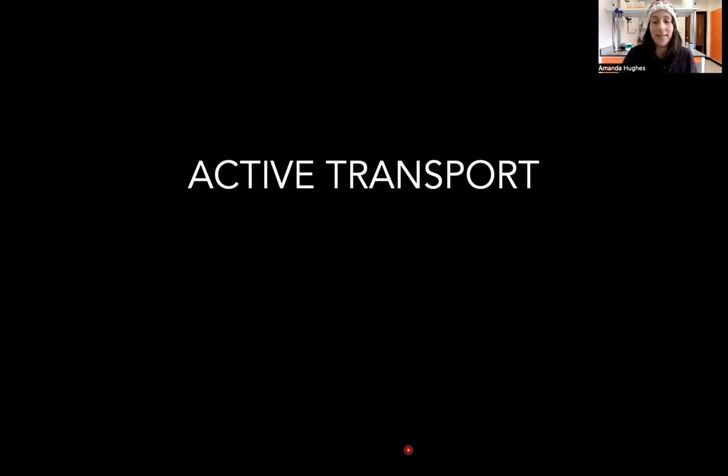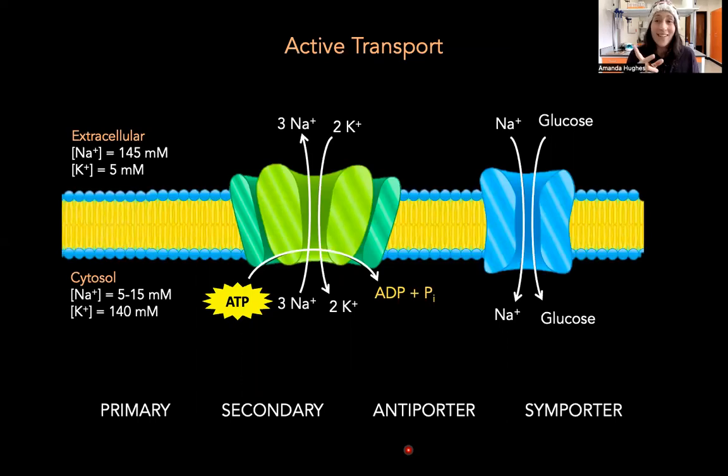So now let's look at active transport. Active transport requires the input of energy to move something against its concentration gradient. And again, there is primary and secondary active transport. Primary active transport requires the use of ATP, so this first cartoon representation of an active transport is using ATP to move some cations against their concentration gradients. And then secondary active transport couples moving something against its concentration gradient with moving an ion with its concentration gradient.